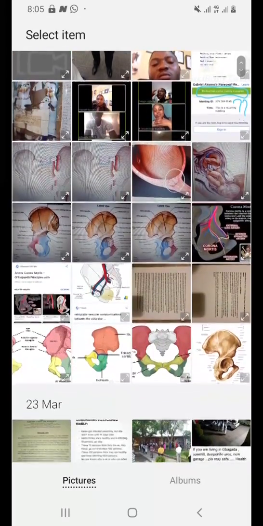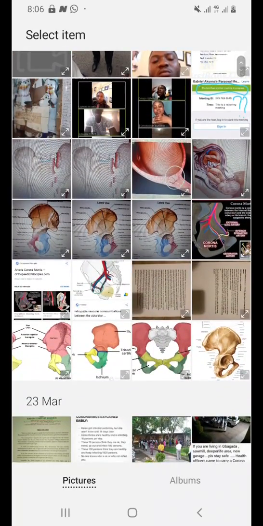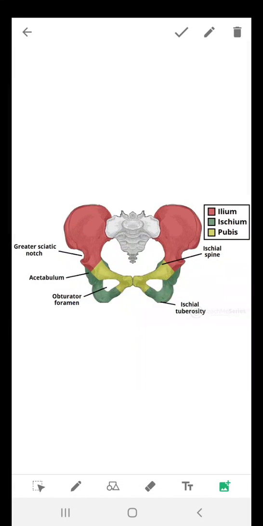So I'm going to be picking this bone, letting us know that we have a pair of it, one on the left hand side and one on the right hand side, that form the pelvis. So we have the pelvic bones that form the pelvis.